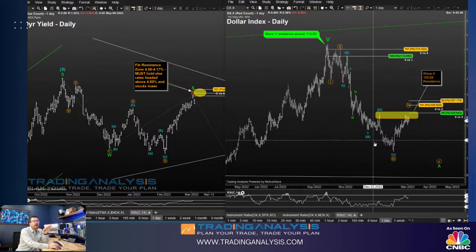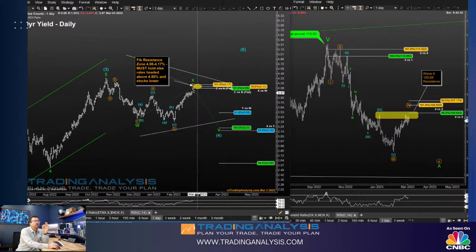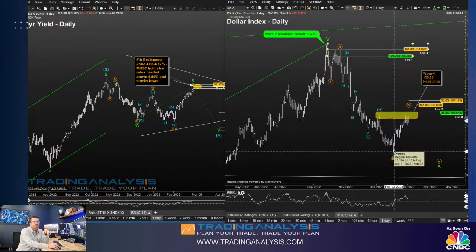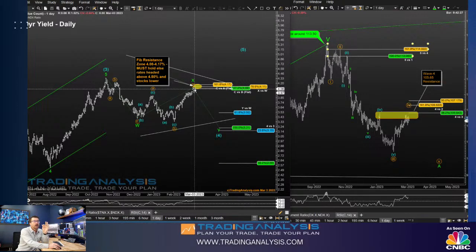look at the shape of the correction of the decline in the dollar versus the ensuing correction compared to the yields. Yields made a high in October of '22. The dollar made a high in September of '22. Look how much more directional the dollar is, and look how much less severe the dollar rally is compared to the yield, the moving yields.